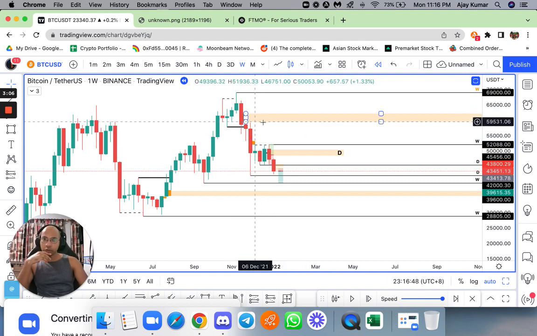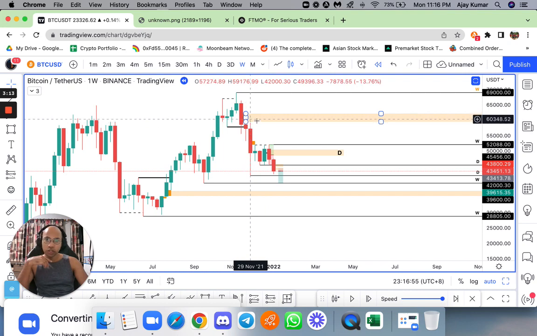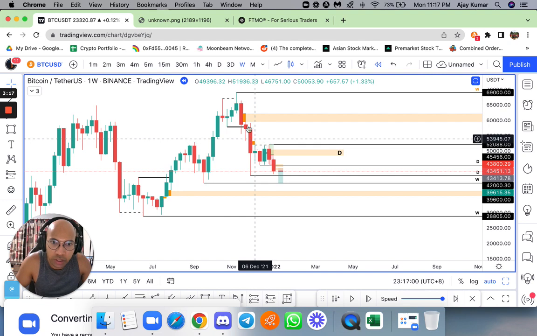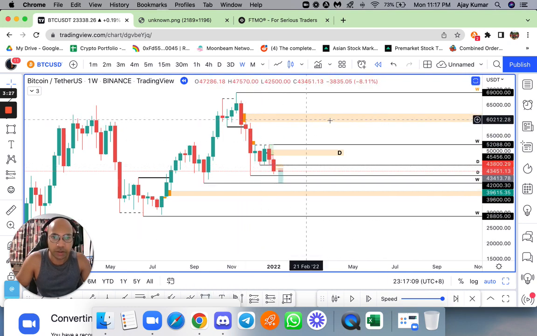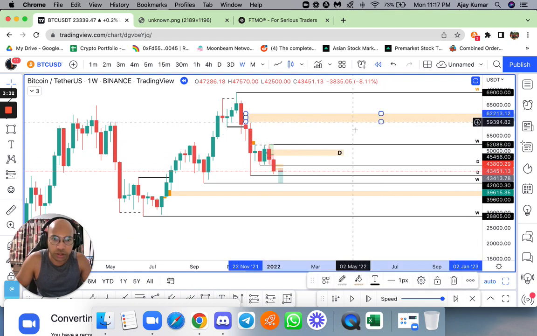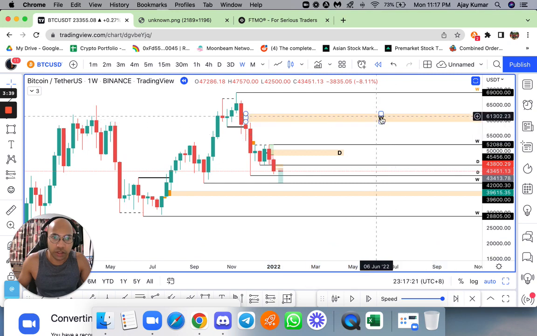The other thing that we mark out on the weekly time frame is the fair value gap. As you can see, I'm using an indicator from Ash to mark out the fair value gap. This orange here, this orange here are the fair value gaps. To extend it, I use the rectangle tool and draw a box. This is already marked on the daily, so you can see it there. This is the weekly fair value gap.